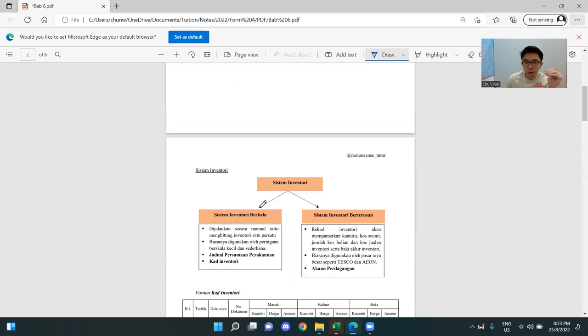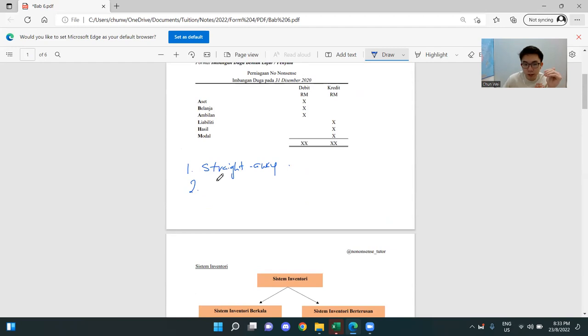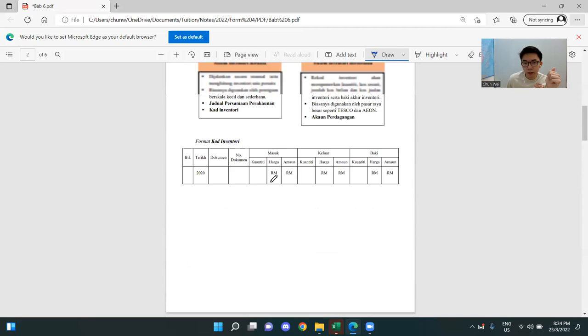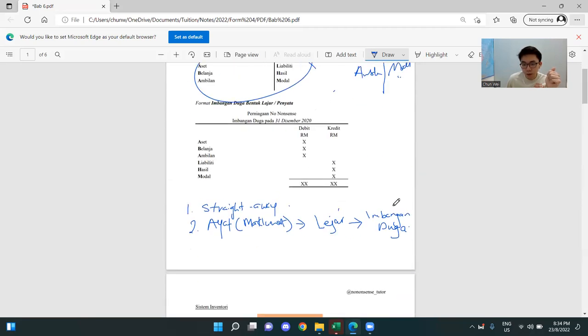So another type for imbangan duga is what we did in last class, where you need to go from ayat. Okay, ayat means the maklumat, the data maklumat, to ledger, to imbangan duga. All right, this is what we did last class. All right, so you can see these are all the ayat, these are all the maklumat. And then from here, you have to do ledger. And then after ledger, you do the imbangan duga.